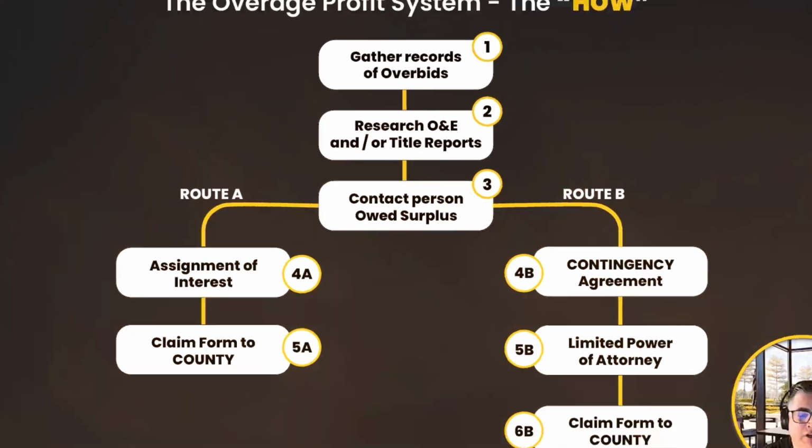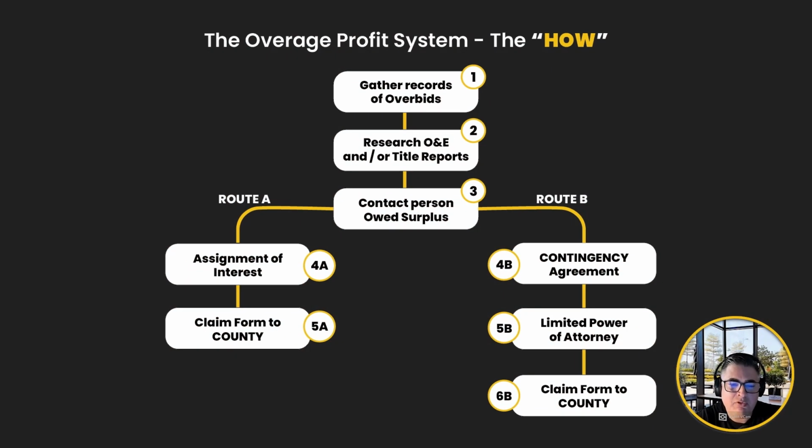So let's dive in. When you're filing a claim with the county, there may be certain documents that are required other than what I have stipulated here. Now, they're not all universal, meaning not every county requests the same documentation, but they're very similar. For example, one route you can take is on the left here, which is Route A. And there's an assignment of interest and a claim form to the county. That's what I use here in California. Now, this may be different in another state.